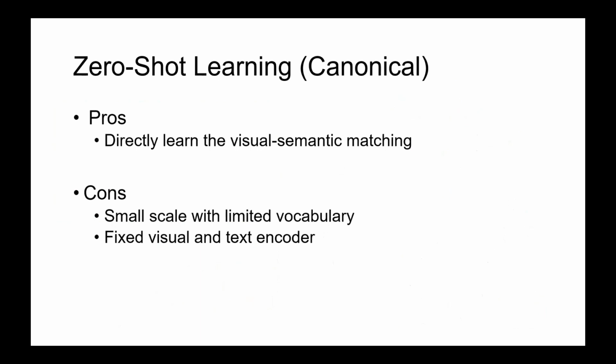There are also some pros and cons. The pro of this canonical zero-shot way is that it directly learns visual-semantic matching, which means it just learns the matching between the image and the description of each individual concept. But it is not that flexible or free-form. Also, it is small scale with limited vocabulary, which it actually shares with supervised learning methods. Finally, this method usually uses a fixed visual and text encoder. Basically, they just learn a projection function to project the pre-extracted visual and text features and align them together.